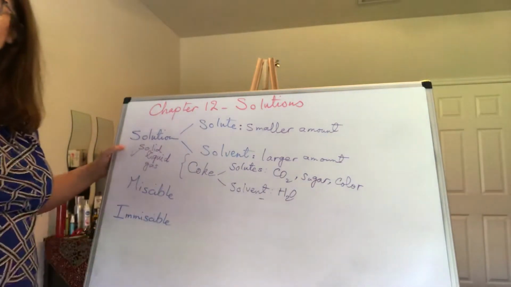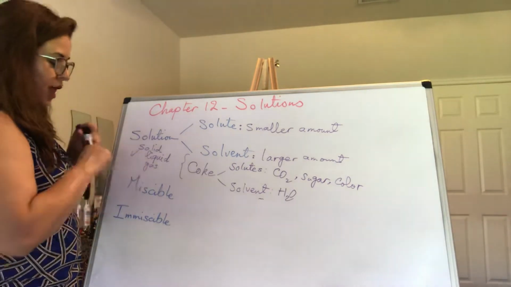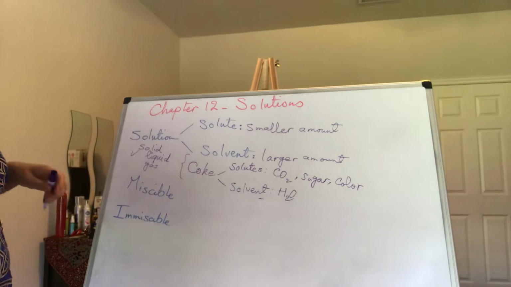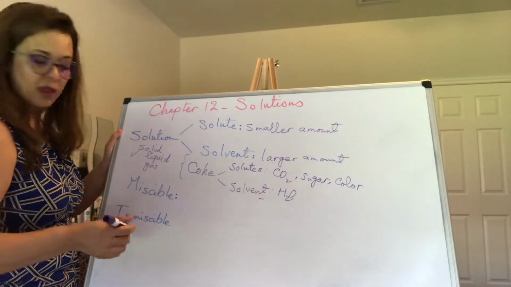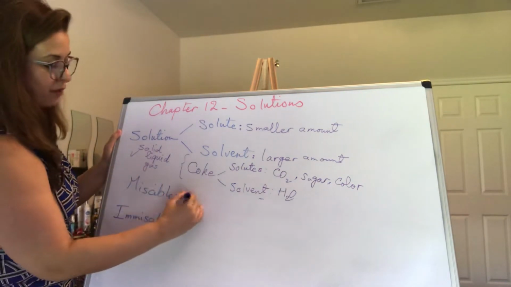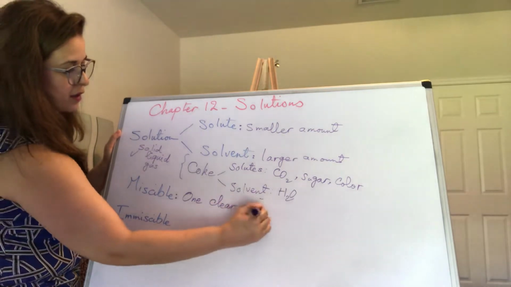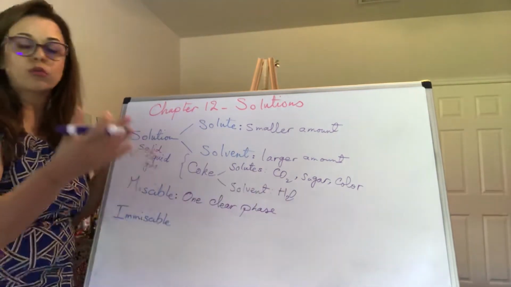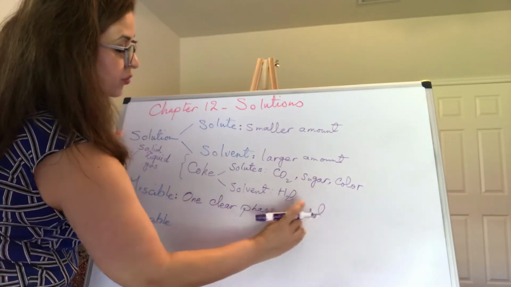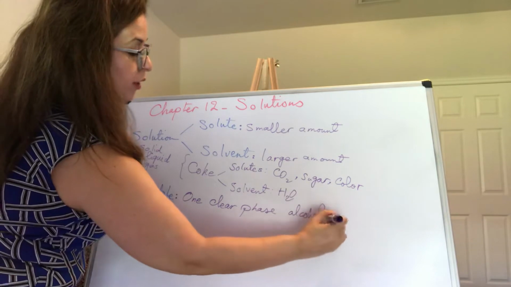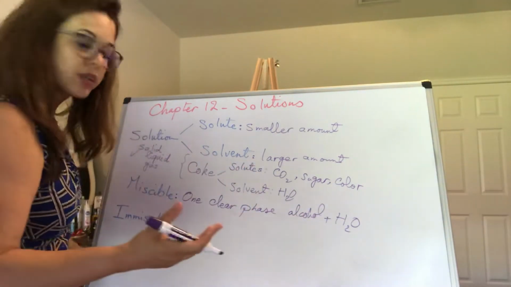Another term you need to know about the solutions is miscible and immiscible solution. I always say miscible, that the word is similar to mixable. So in miscible, you have just one clear phase, just like when you add alcohol, rubbing alcohol or drinking alcohol, ethanol, to water. You just see one phase, one clear solution.